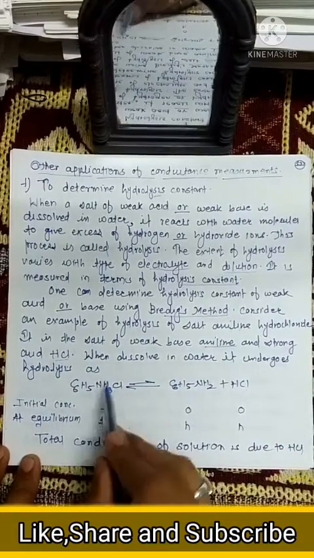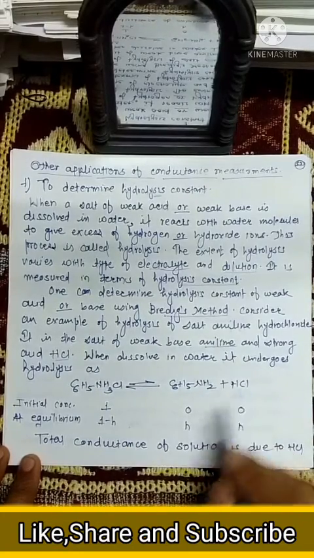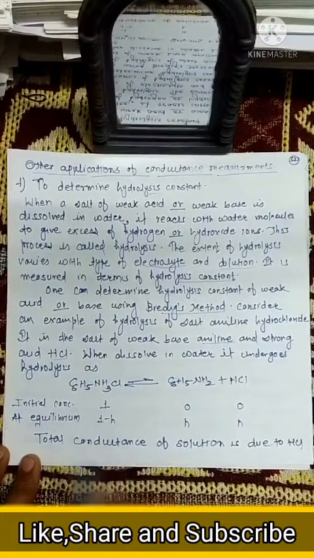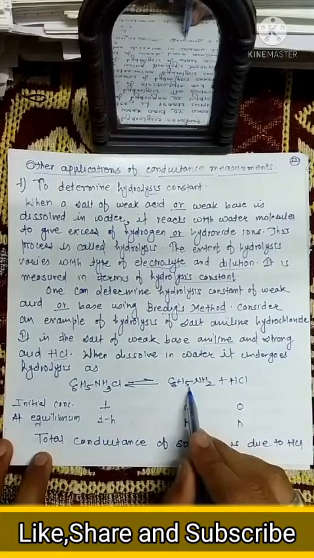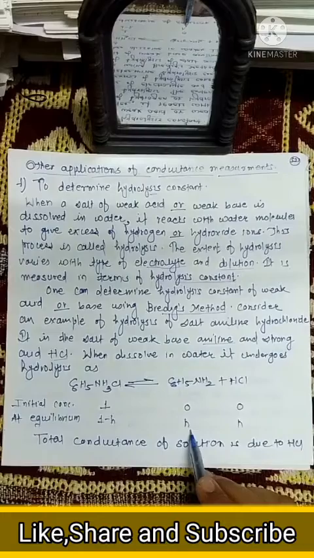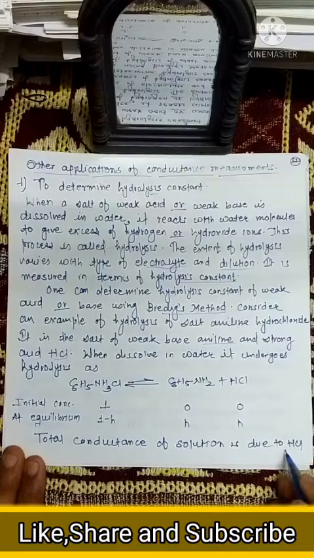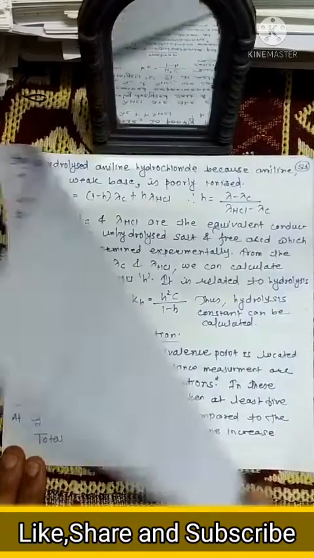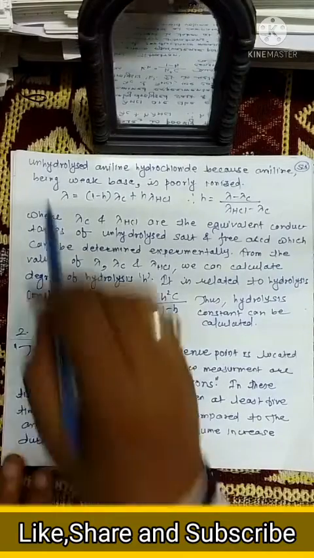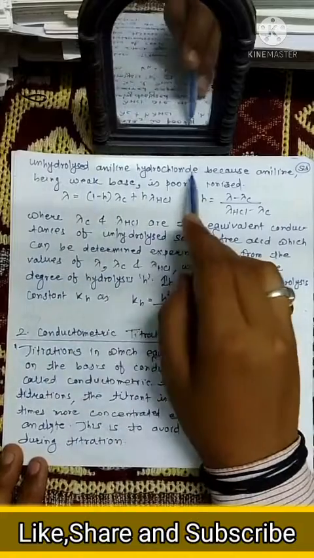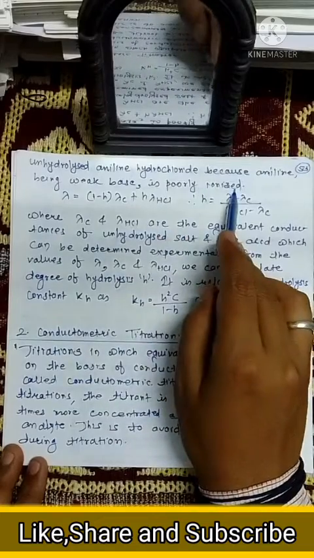The initial concentration of aniline hydrochloride is 1, while that of aniline is 0. At equilibrium, the concentration of aniline hydrochloride is denoted by 1 minus h, while the concentration of aniline is h, and HCl is also h. The total conductance of the solution is due to the HCl and unhydrolyzed aniline hydrochloride, because aniline, being a weak base, is poorly ionized.